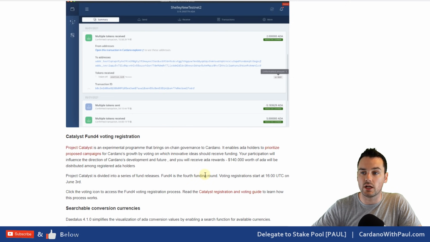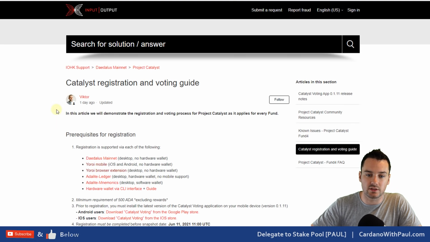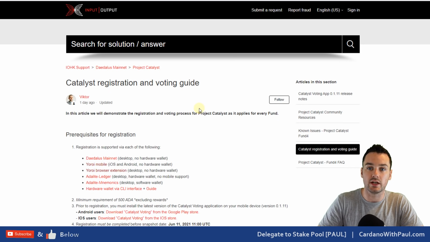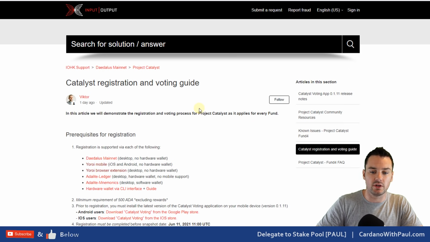So anyone not familiar with Catalyst voting, I will put a link to this down below as well. This is how you go about registering and voting. Essentially, Catalyst is where any project can apply for funding to Cardano, and then the community votes on what projects are going to get funded. Community members who vote do get a small reward in ADA for voting, so there is a little bit of an incentive there. Previously, this hasn't been very much, but it allows the community to decide who deserves the funding for their project. So again, this takes you through how to register with all the different wallets.